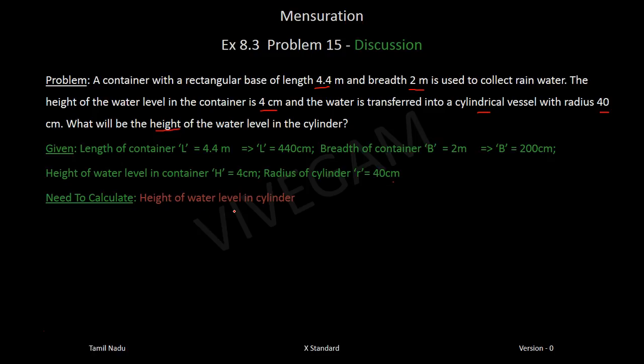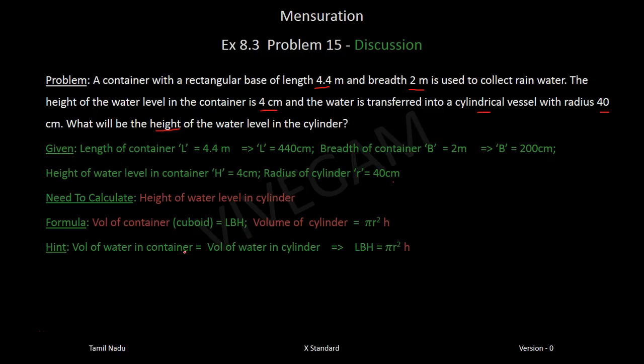As I told you earlier, whatever water is in the rectangular tank is going to get transferred, so volumes will be equal. So let's list the formula. Volume of the container, which is a cuboid. The container is a cuboid and the volume of a cuboid is length into breadth into height. The volume of the cylinder we know is pi r squared h. In this case r is known, h is not known. Here length, breadth and height are known.